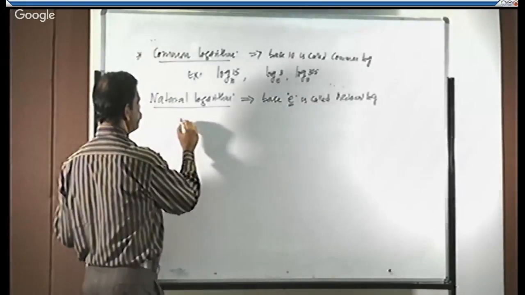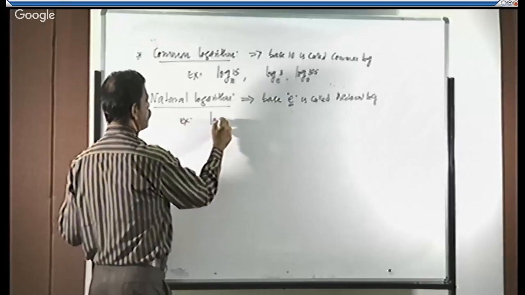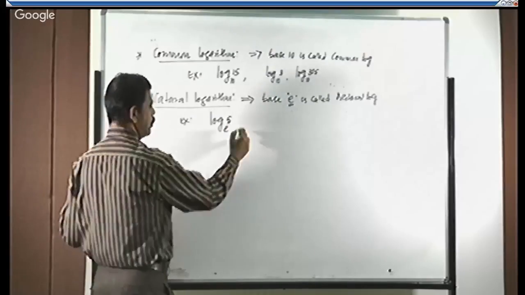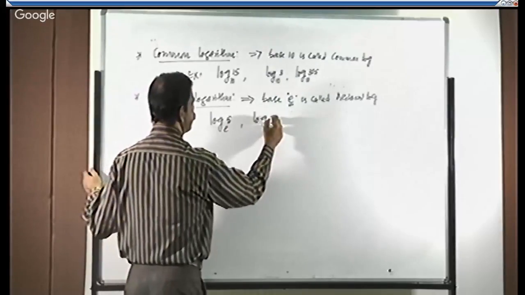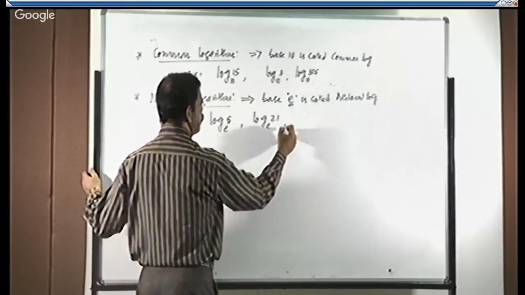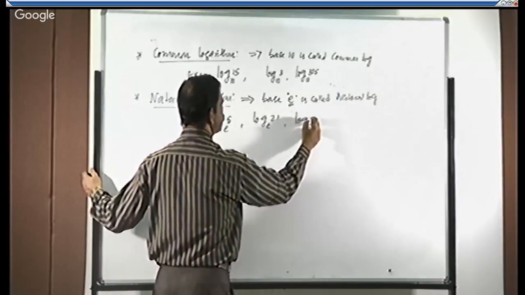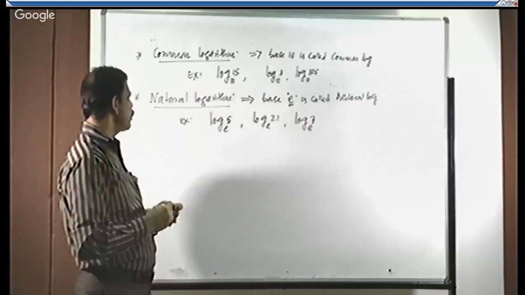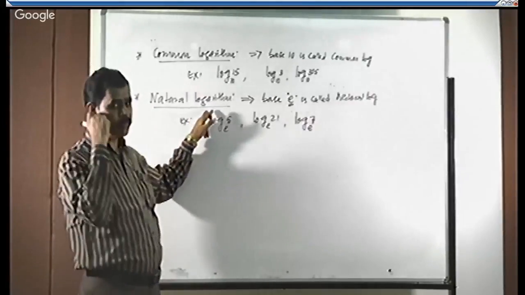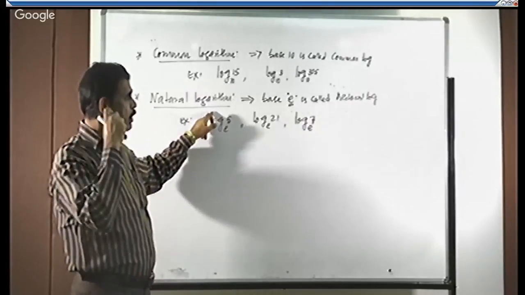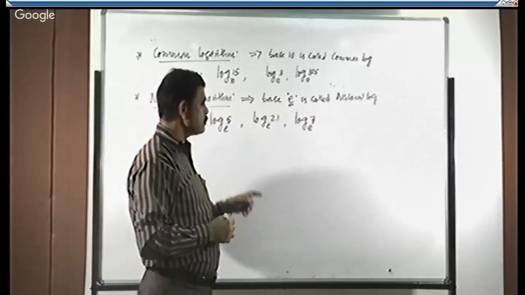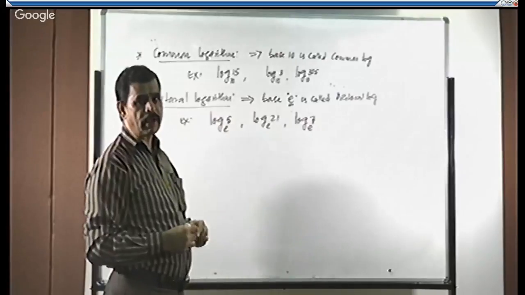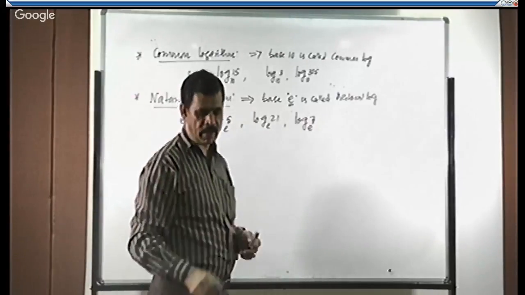See the example. Log of 5 to the base e. Log of 21 to the base e. Log of 7 to the base e. They are all examples for natural logarithm. This was invented by John Napier. This is also called Napier's logarithm. These are the two types of logarithms, right?